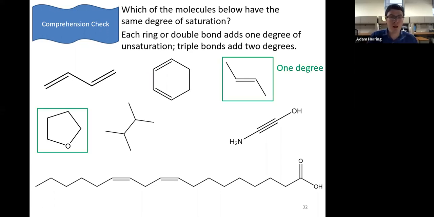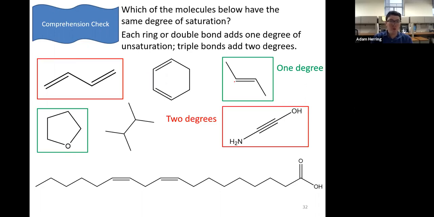So in green, we have boxed in the molecules that have 1 degree of unsaturation. What we see here is that a double bond is equivalent to a ring structure. So a cyclic alkane and an alkene both have the same level of unsaturation. We have 2 degrees of unsaturation shown here. We could either have 2 alkenes or we could have an alkyne. Both of those will have 2 degrees of unsaturation.